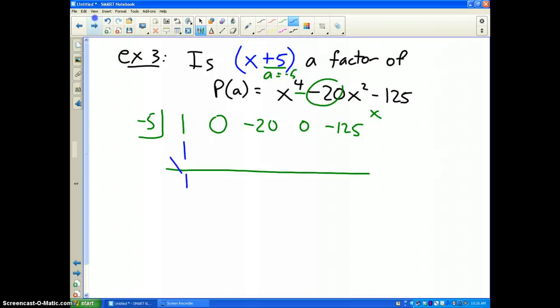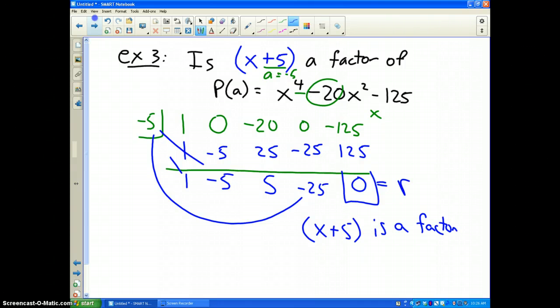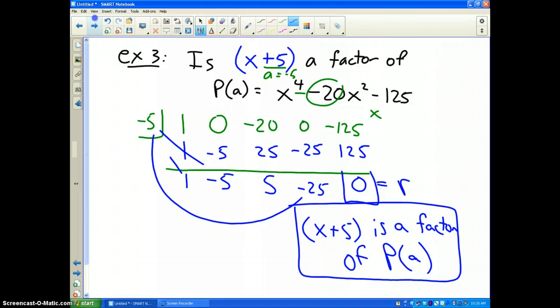Bring down the 1. Negative 5 times 1 is negative 5. Add them, you get negative 5. Times those two, I get 25. Add them, I get 5. Times these two, I get negative 25. And add them. And last, I take negative 5 times that, and that gives me positive 125. And I add them, and oh, wow, I get 0. Fantastic. So therefore, x plus 5 is a factor of our polynomial p of a. And that is how you determine if things are factors or not. And we're going to need this skill in order to solve these polynomials in just the next section or two.